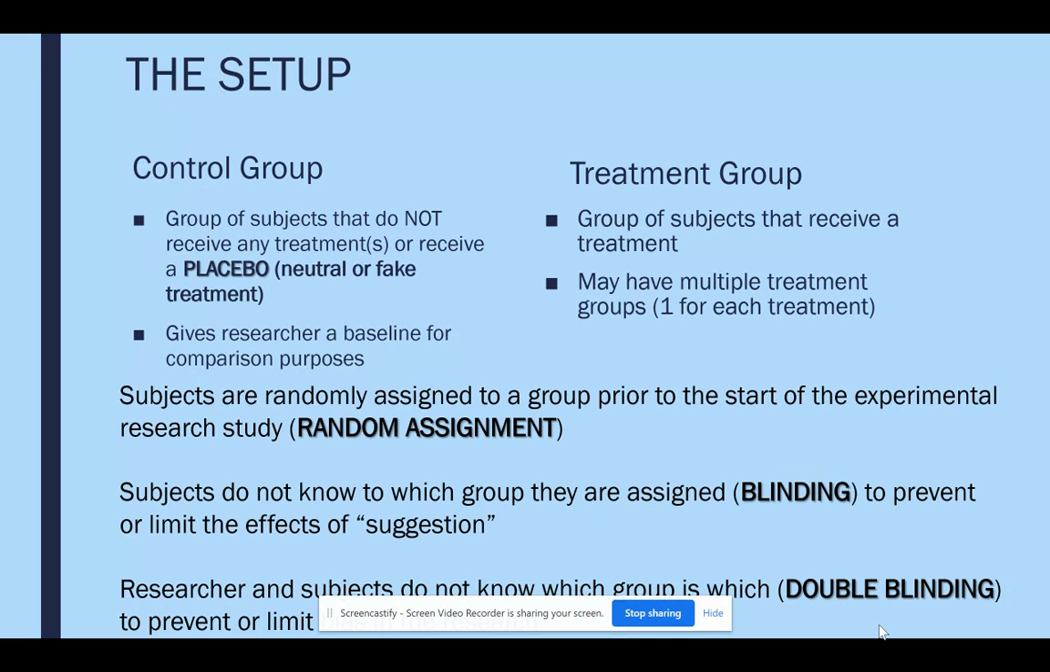Again, that limits those effects of suggestion. It's also possible, though, that the researcher and the participants don't know which group is which. And again, that helps to prevent or limit bias on the researcher's part, so the researcher won't think that something's happening when it's really not. When the researcher and the participants don't know which group they're in, that's called double blinding, because they both do not know. So you've got two groups and they don't know what's happening. It's called double blinding.